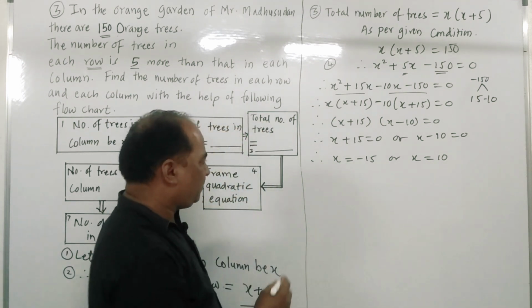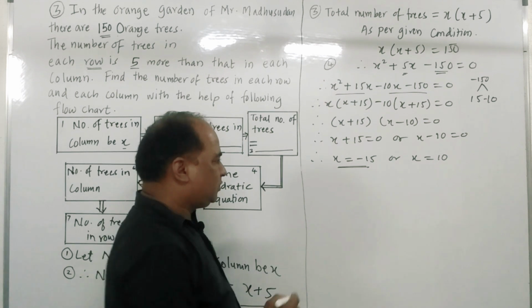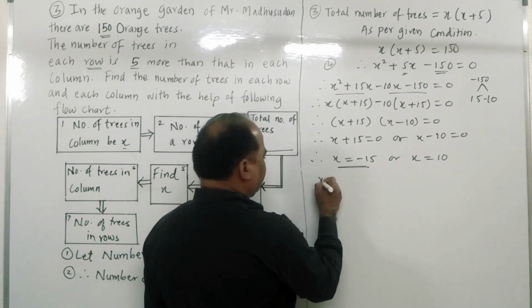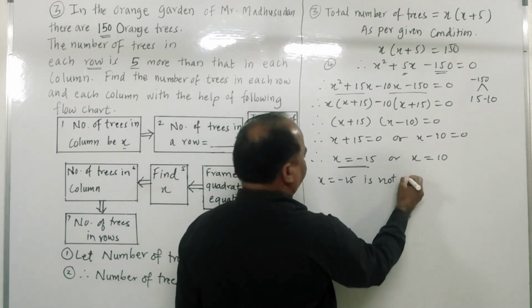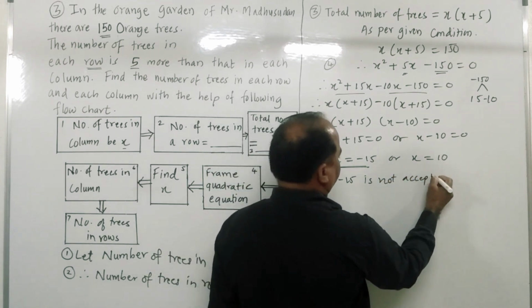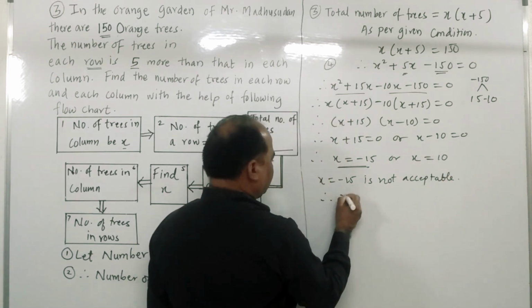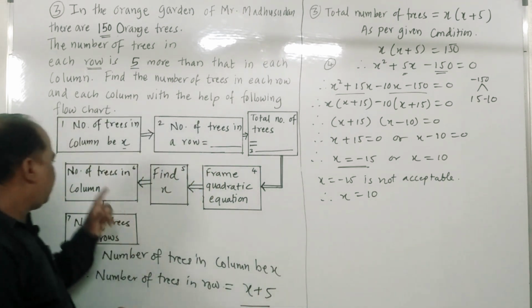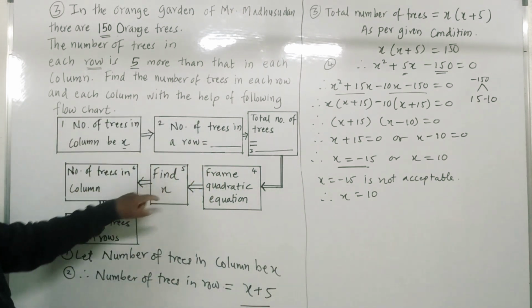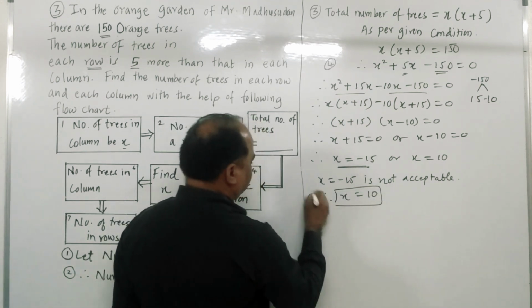Now, here the number of rows won't be negative. So, here x is equal to minus 15 is not acceptable. Therefore, x is equal to 10. Therefore, we have found x, that is x is equal to 10.